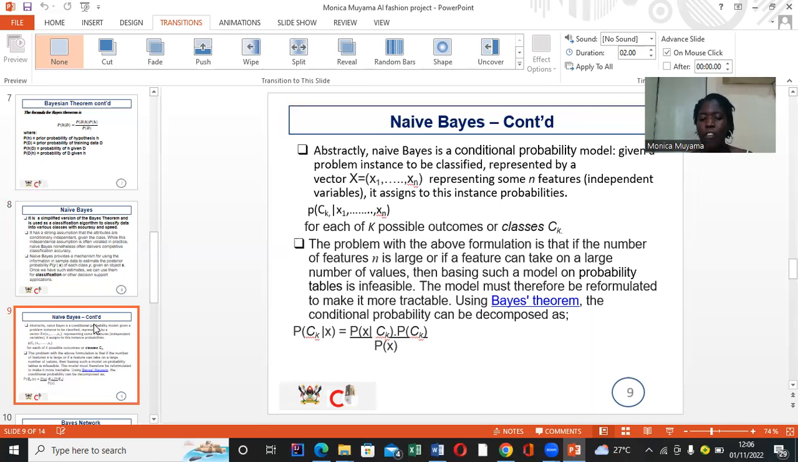The problem with the above formula is that if the number of features n is large, or if a feature can take on a large number of values, then basing such a model on probability tables is infeasible. The model must therefore be reformulated to make it tractable using Bayes' theorem. The conditional probability can be decomposed to probability of Ck given x is equal to probability of x given Ck multiplied by probability of Ck out of probability of x.